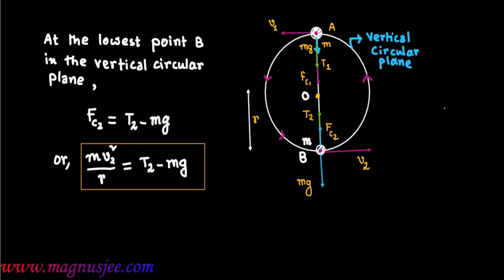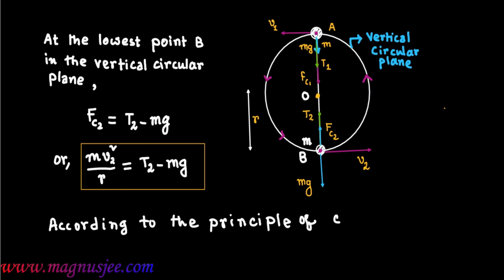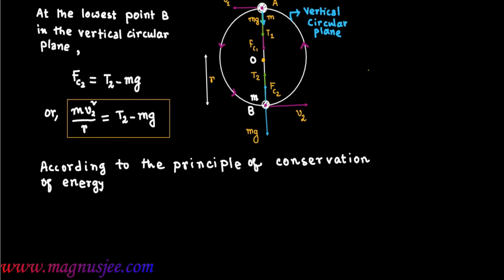mv2 square by r equal to T2 minus mg, which is at the lowest point B of the vertical circular path. According to the principle of conservation of energy between the 2 points B and A, we get the sum of kinetic energy and potential energy remains constant.